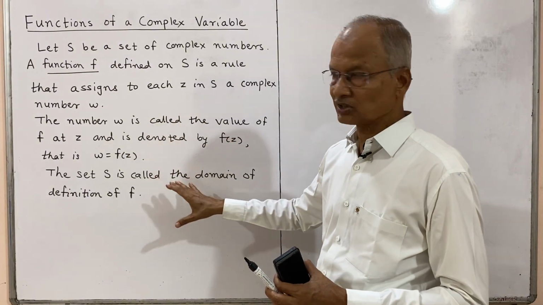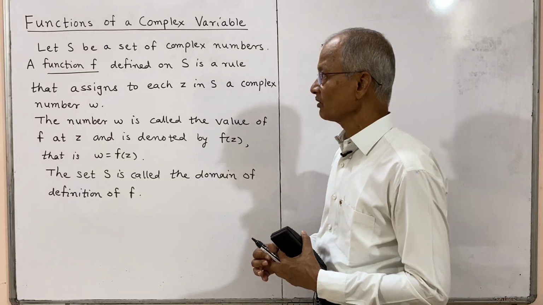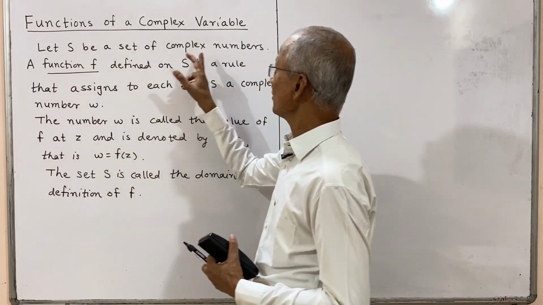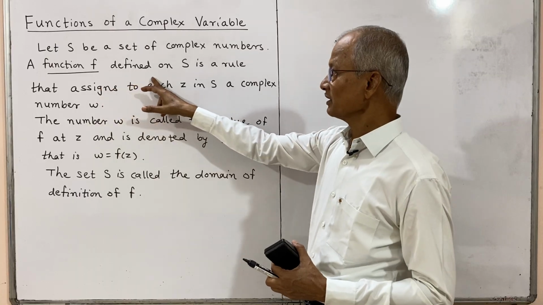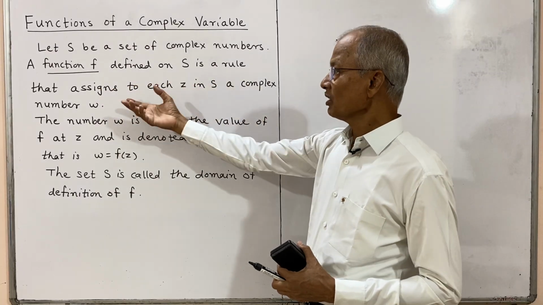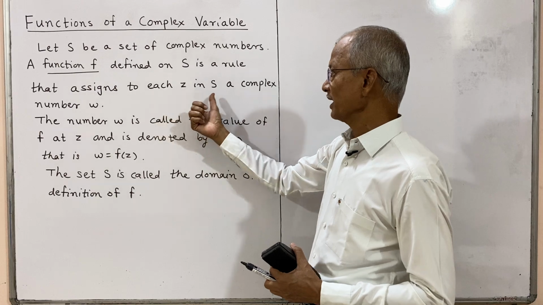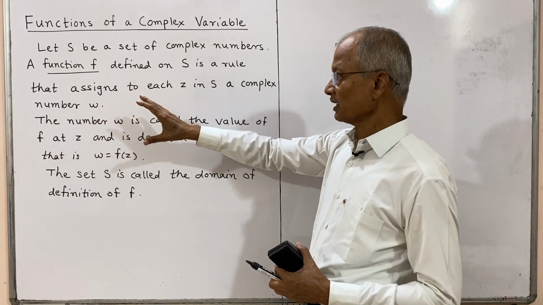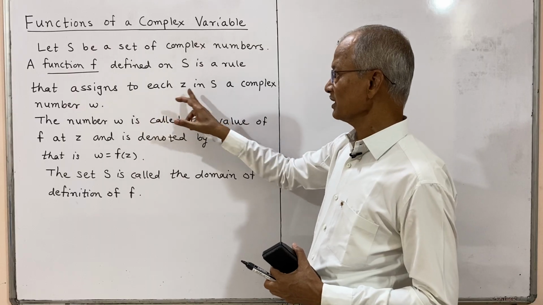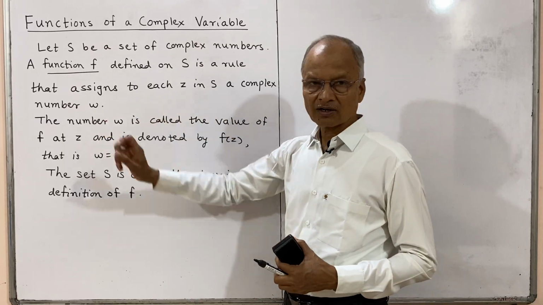I have written the definition. We shall see the meaning of it. Let S be a set of complex numbers. A function f defined on S is a rule that assigns to each z in S a complex number w. So, it is a rule that assigns to every z in S a complex number w.